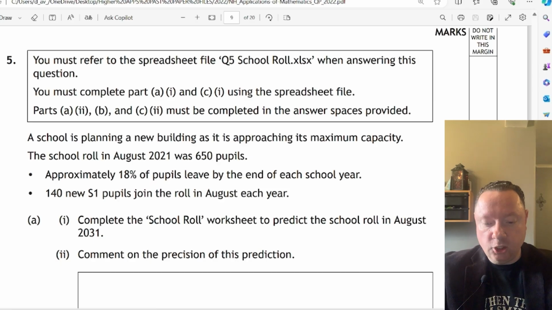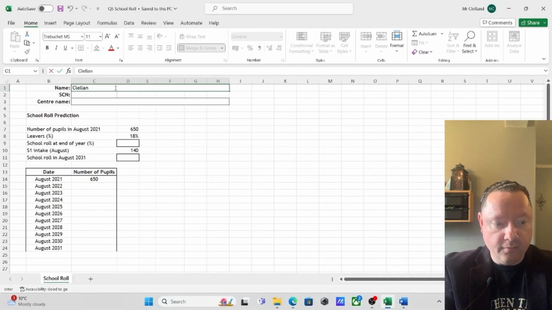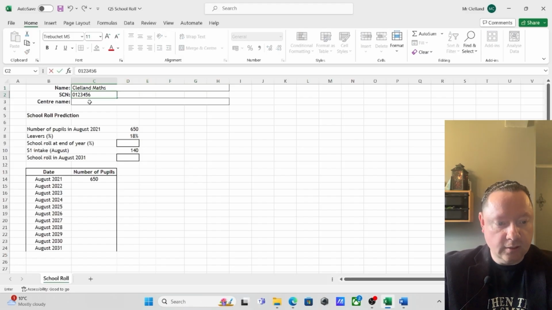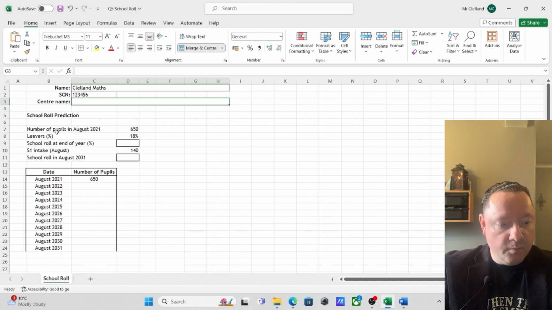So let's go into the spreadsheet. So you just put your dummy name in here. So Clelland Maths, of course. Secure candidate number 0123456. Set a name, whatever you want. Right, let's go. The number of pupils in August 2021 is 650.